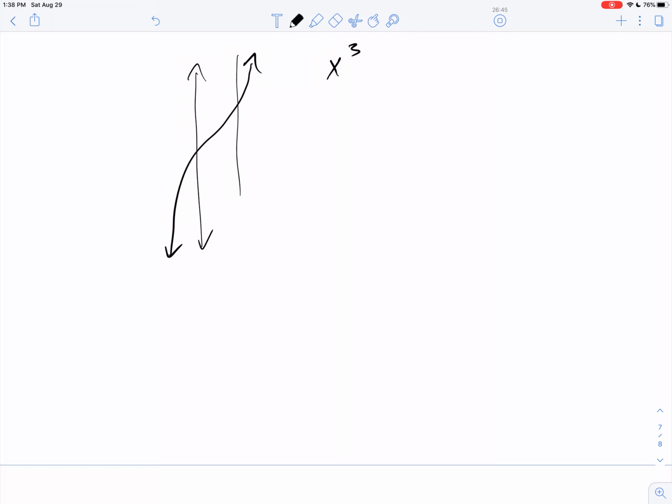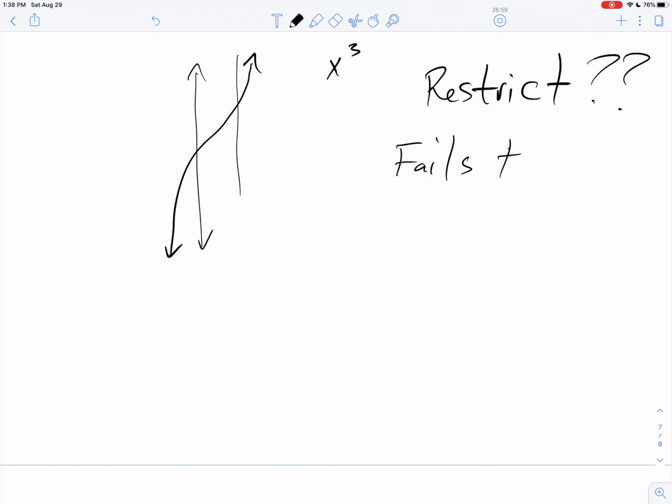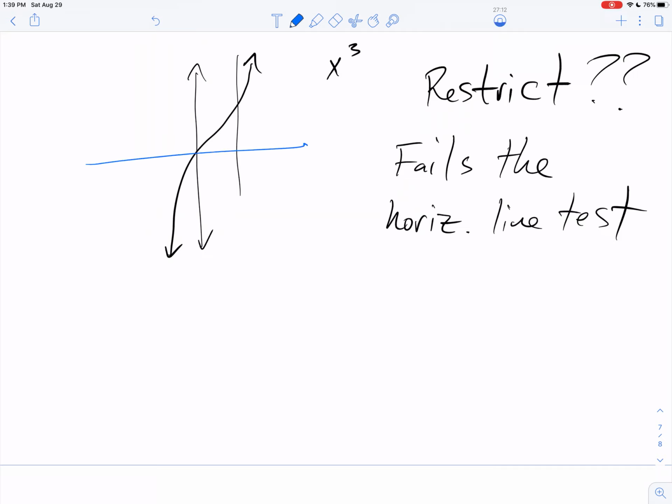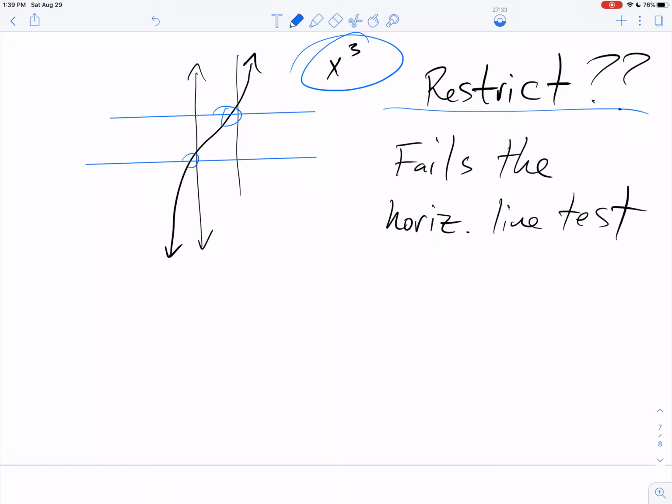But here's the thing. How do you know when you need to restrict a function? When it fails the horizontal line test. Look, I'm going to grab a different color, blue, what the heck. If I draw a horizontal line, whoops, that's horrible, through this, it only hits it in one spot. Third power graphs, you never have to restrict anything odd powered. Third, 5, 7, 9, 11, whatever, you never have to restrict them, because they never fail the horizontal line test.